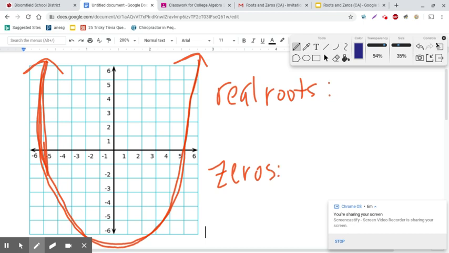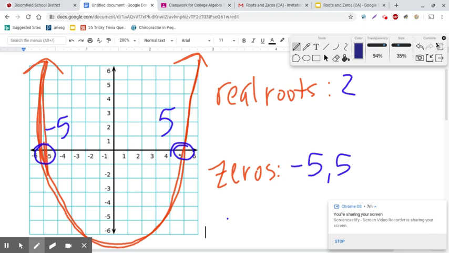All right, guys. So how many real roots do we have? How many times does this cross the x-axis? Well, it crosses right here, right? And right here. So since I have 2 places that it crosses, there would be 2 real roots. Now my zeros are at what x value do they cross? This is a -5. Sorry, I really tried with that line. And this is a +5. So my zeros would be -5 and +5.